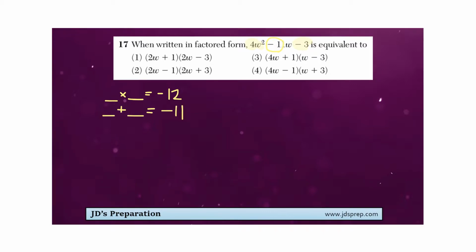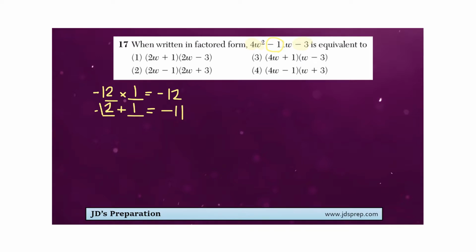Okay, so there's 6 and 2, 3 and 4. That's not going to get us to 11, but 12 and 1 would definitely work. So 12 and 1, as long as one of those numbers is negative, and for their sum to be -11, we would want that 12 to be negative.